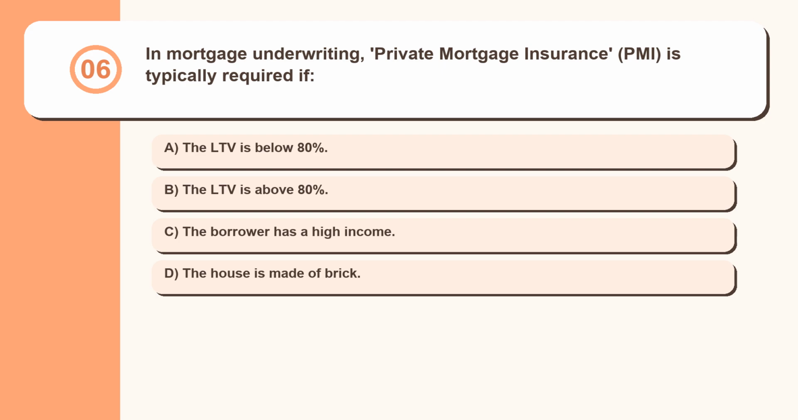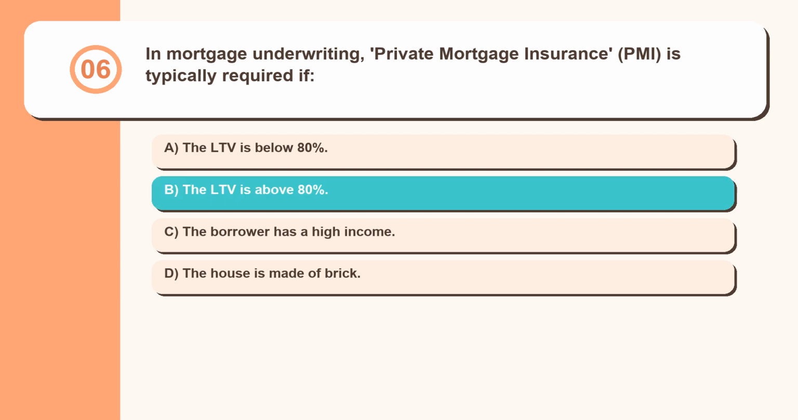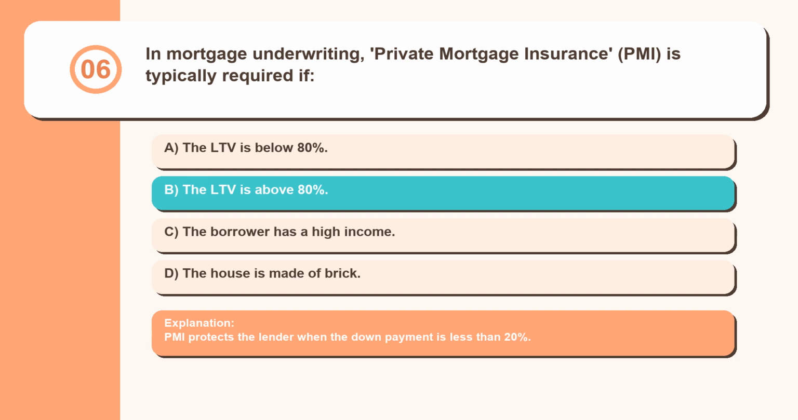Question 6. In mortgage underwriting, private mortgage insurance (PMI) is typically required if the LTV is below 80%, the LTV is above 80%, the borrower has a high income, the house is made of brick. PMI protects the lender when the down payment is less than 20%.